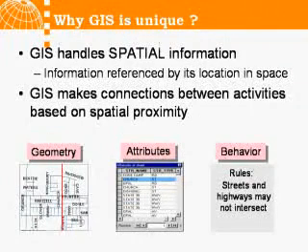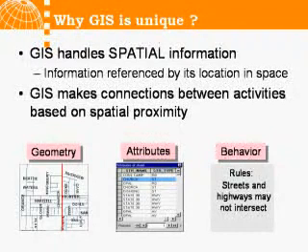Like any other information system, GIS handles non-spatial information, that is attribute information. In addition to that, it also handles the geometry of the features in coordination with the attributes and the behavior. So here the GIS makes connections between activities based on spatial proximity. It connects the geometry of the features, along with the attributes and the behaviors, that is the set of rules and regulations.